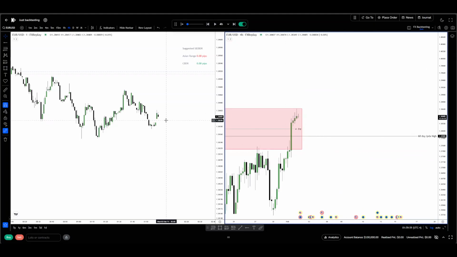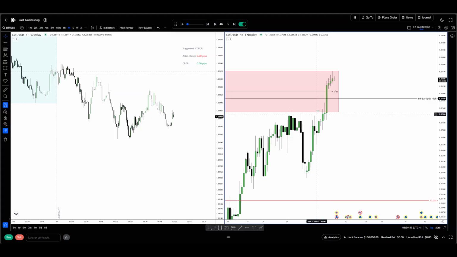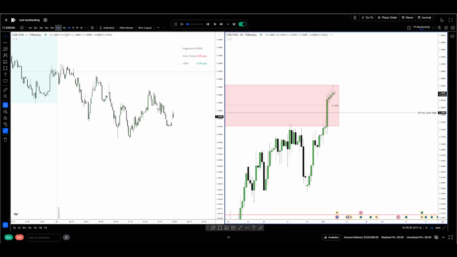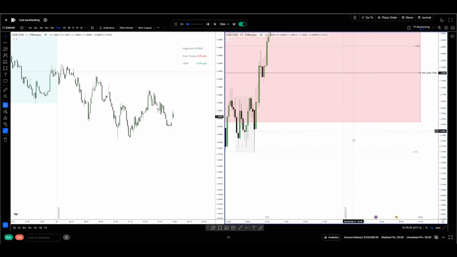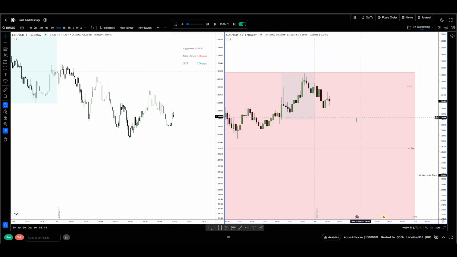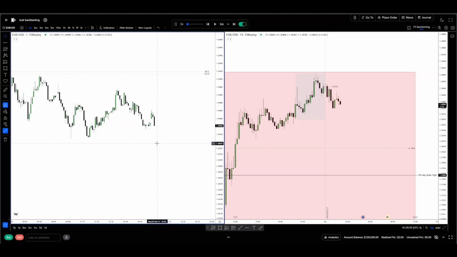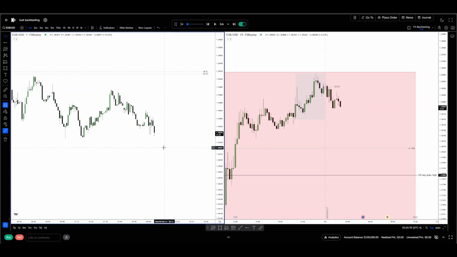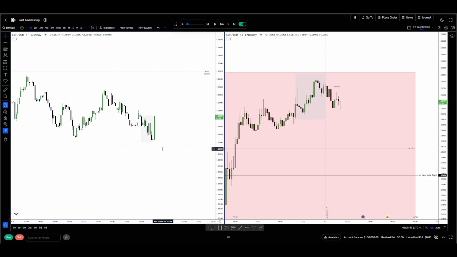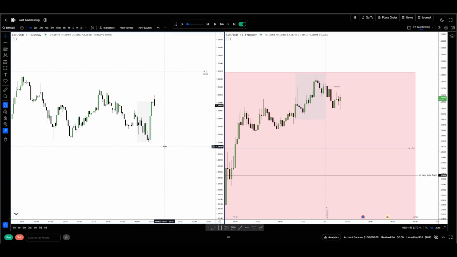And this is the 4 hour. Let's see how the 15-minute plays out. Asia was almost filling the fair value gap. So now we have London. Let's see what London wants to do.